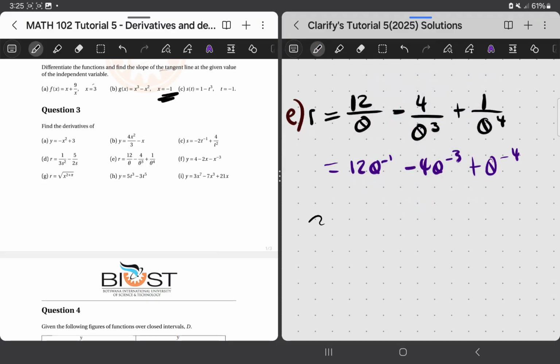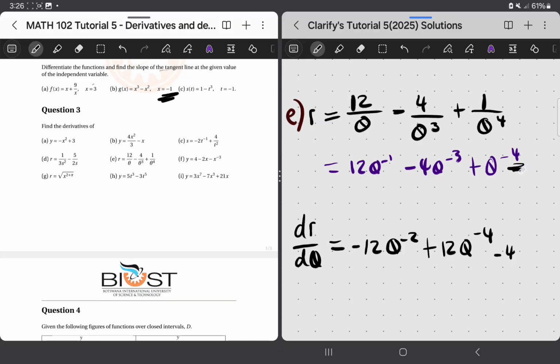And this is what we have. And now this is r, and we can now find dr d theta, the derivative of r with respect to theta. Minus 1 times 12 is negative 12. The power reduces by 1, theta to the negative 2. Minus 3 times minus 4 is plus, 4 times 3 is 12 because both of them are negative. Then you reduce the power by 1, negative 4. Then theta times negative 4 becomes negative 4 because you drop this power, and it's now theta to the negative 5.